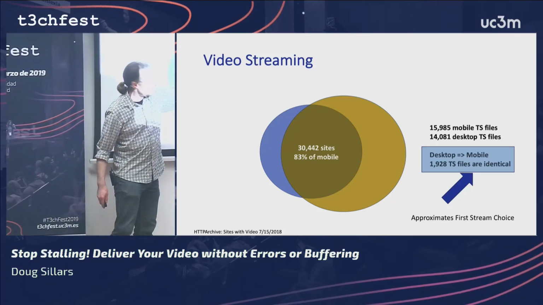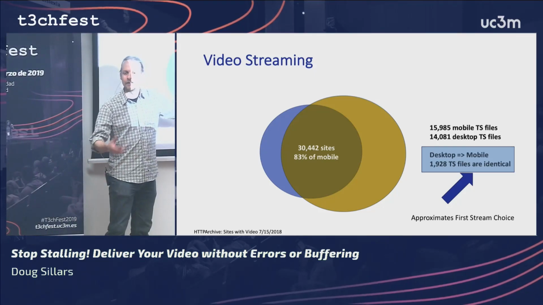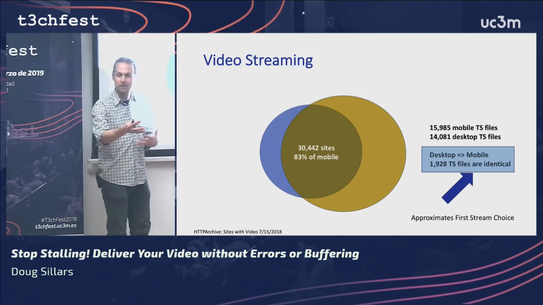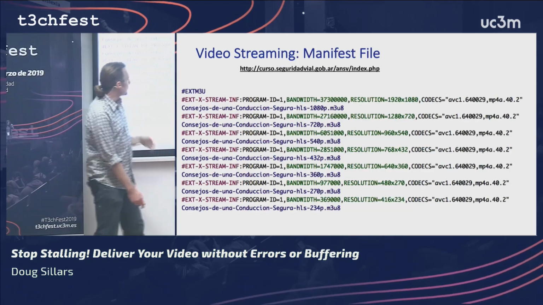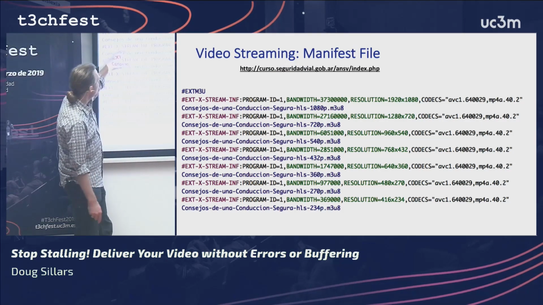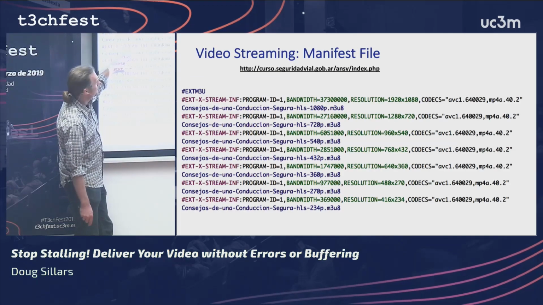I can figure out the first TS file is always going to be the same, whether it's desktop or mobile. It's going to download the first stream identically. 2,000 of them are the same. I'm not sure, that slide is out of order.